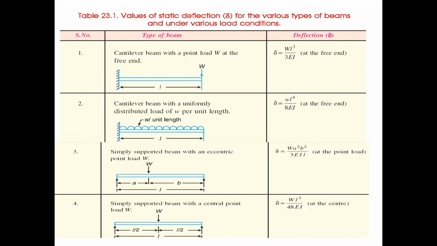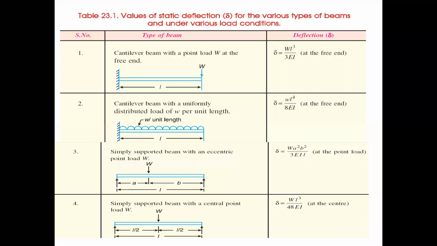First one is the cantilever beam, with the load acting at the free end. Then the deflection value is WL cube by 3EI. So how to get the delta value? You know the total procedure to get the static deflection value. It was already done in the deflection of beams chapter, how to get the particular static deflection value.